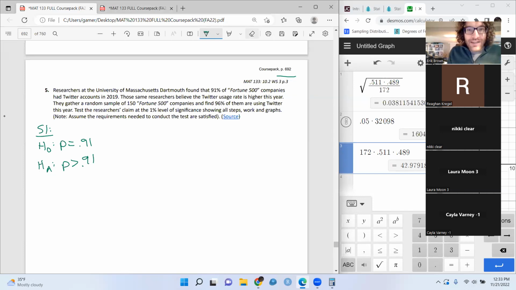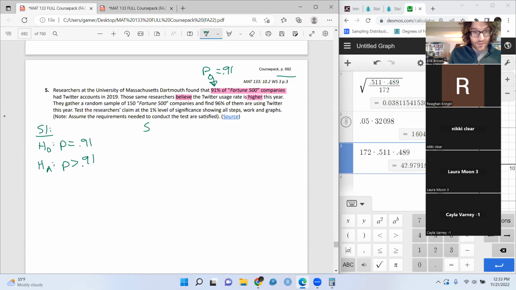Okay, good. In case someone else is wondering where that came from, we've got researchers who found that 91% of Fortune 500 companies had Twitter accounts. Notice there's an implied "all," so that's a population value. That's what you're looking for, the presumed value of the population. And then here comes the claim. This is the key word you should be looking for: believes or claim or something that the Twitter usage rate is higher. That's how we knew greater than.